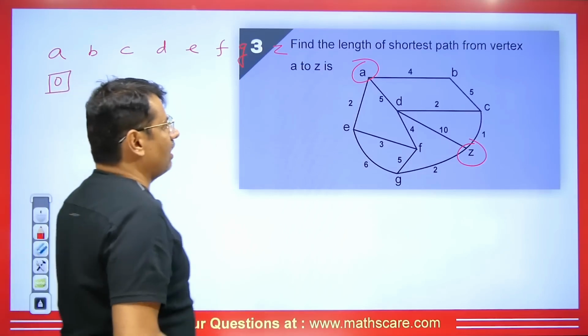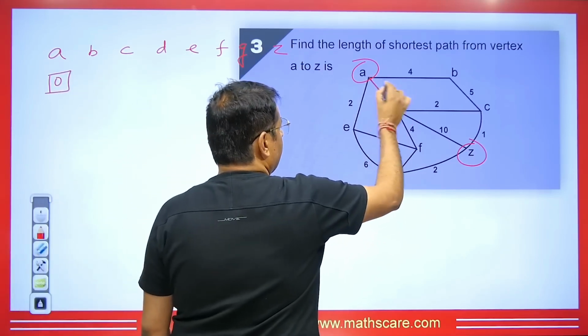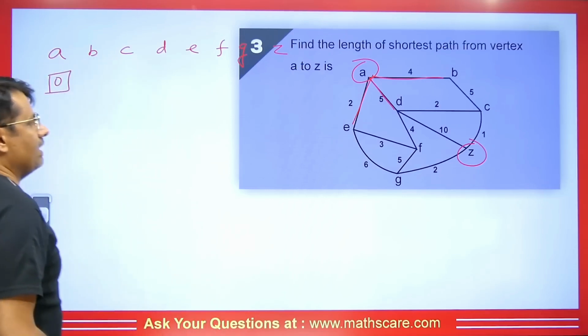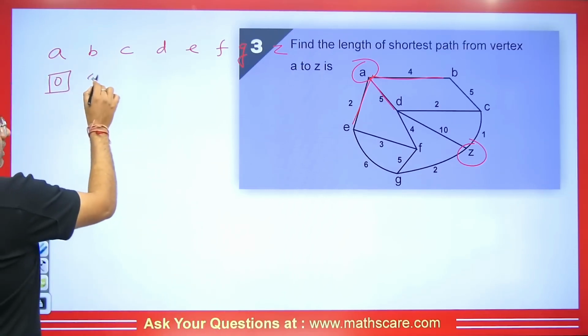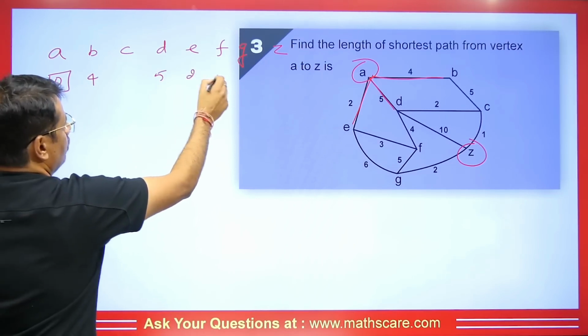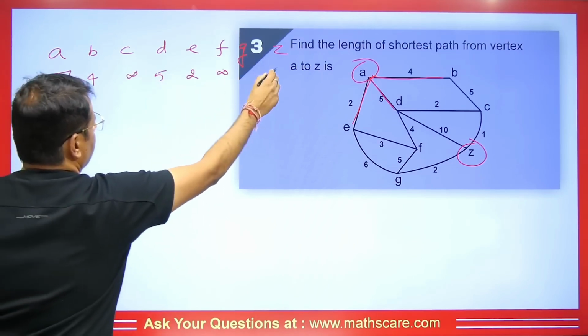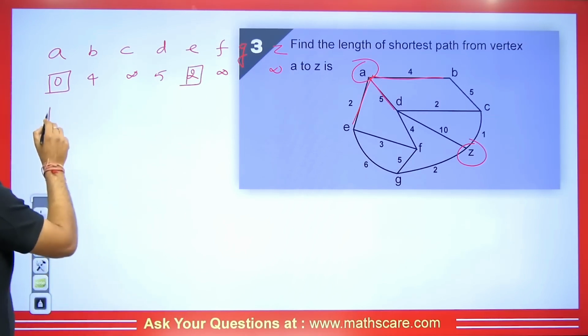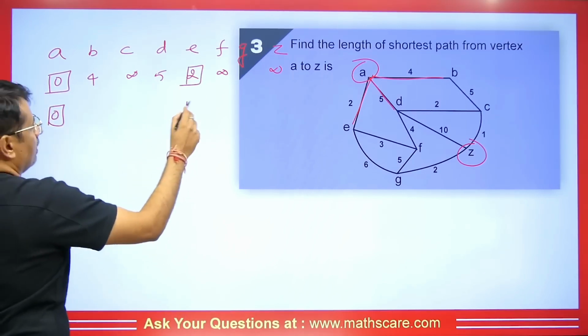Now students, where are we going from A? So we are going there, we are going there, we are going there. This is only where we can go, right? So if we go from A to B, it will be 4. If we go from A to D, it will be 5. If we go from A to E, it will be 2. What else do we have? Rest will be infinite. Clear? So which is the minimum? This will become 0, this will become 2, right?